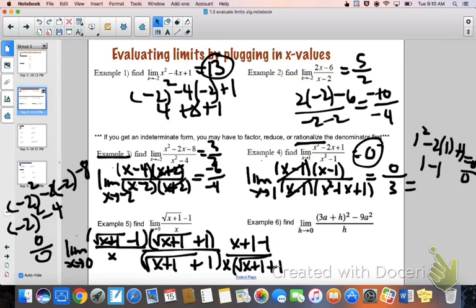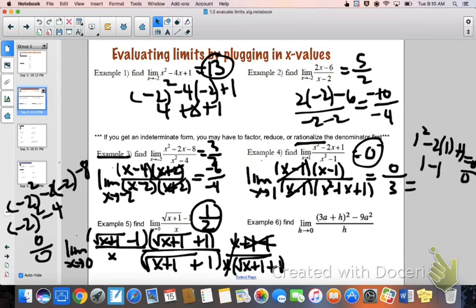Okay, I'm going to erase this and do this all in one step here, save room. Plus 1 minus 1 cancel. So now I have x over x times this thing, and the x's are going to cancel. Now when you do the limit as x approaches 0, you get 1 over square root of 0 plus 1, is 1 plus 1 is 2, so you get 1/2. Okay, that's called rationalizing the numerator. You multiply by the conjugate.